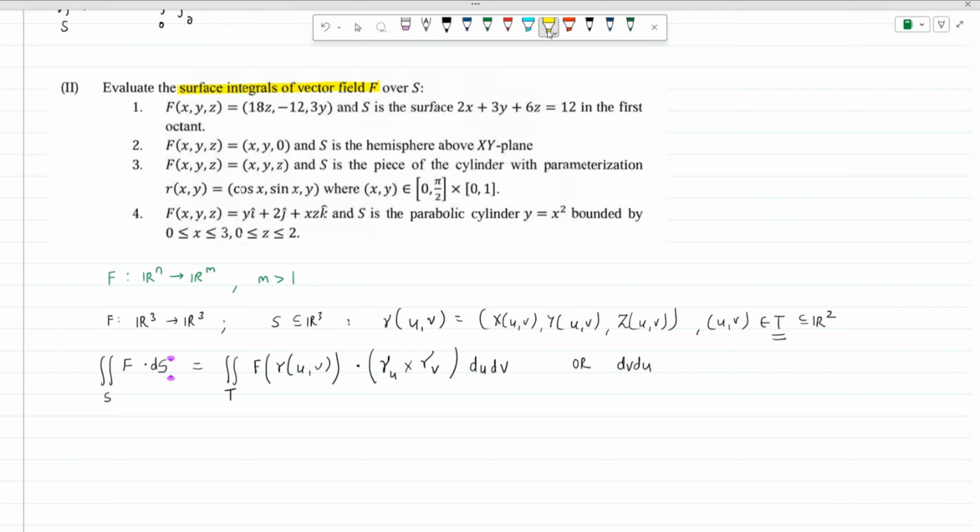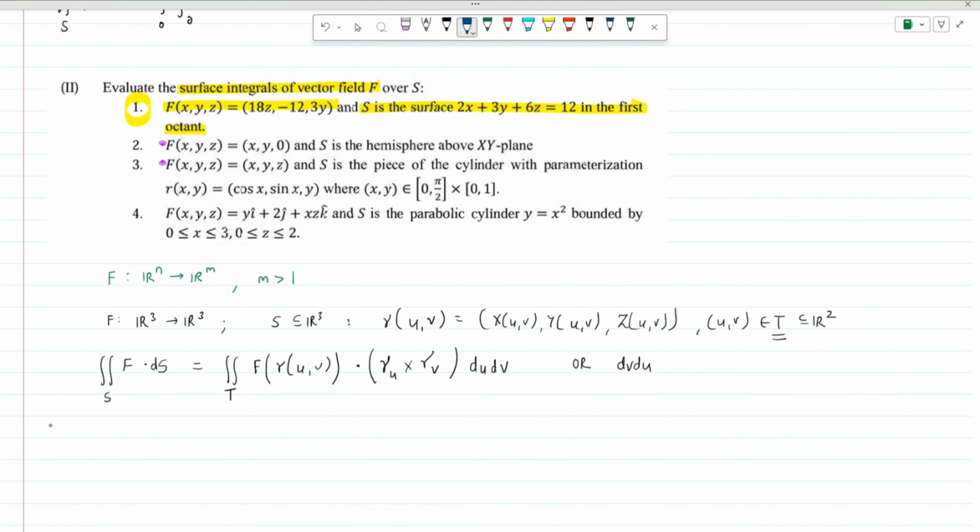Now let's try and utilize this formula in solving the first problem, wherein we are given a vector field F as 18z, comma negative 12, comma 3y, and S is the surface which is given by 2x plus 3y plus 6z equal to 12 in the first octant.